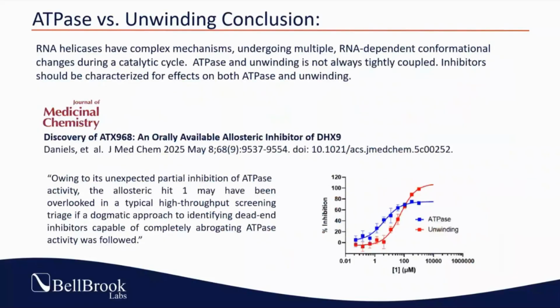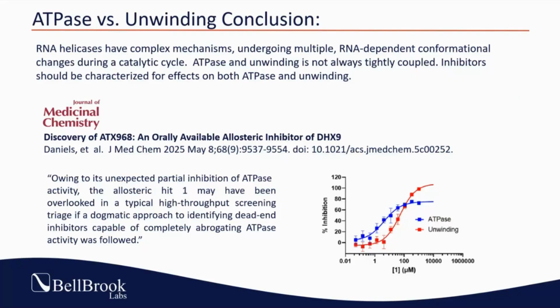So the conclusion that we draw from this, and you can draw your own, is that we know that RNA helicases have complex mechanisms. They undergo multiple RNA-dependent conformational changes during a catalytic cycle. And I'll add that there isn't a tremendous amount known about the human DEAD box helicases. A lot of the work has been done with yeast and other types of enzymes. And it's not clear how much you can generalize, but it's known that they undergo conformational changes. That's clear. There are structures out there for the human enzymes.